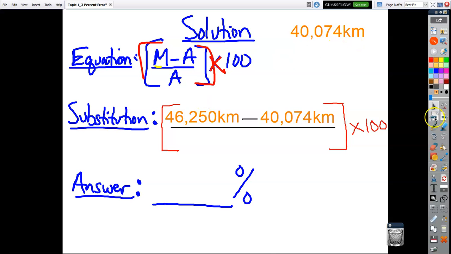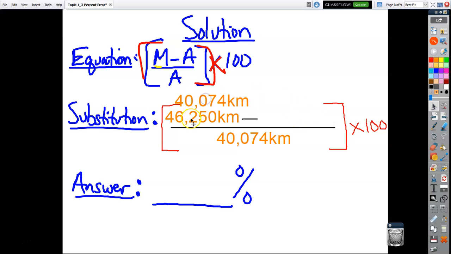And then again, if you go back to the equation, oops, it's on the top. The A, that's the actual value, goes on the bottom, and then times 100. Again, when you subtract, if a student flips these numbers, if I put the 40,000 there and the 46,000, you can do that. You're still going to get the same difference up top here. You're just going to get a negative. So when you get a negative, just ignore that negative sign. That's what they call absolute value, right?